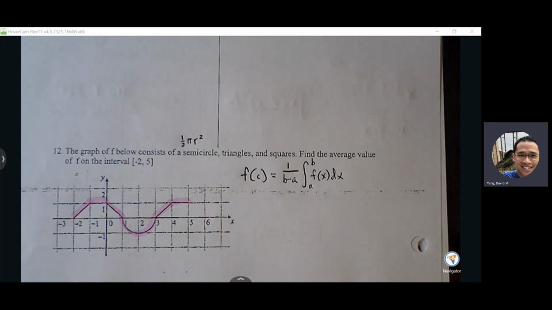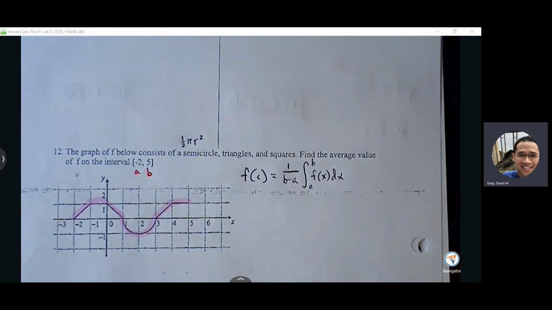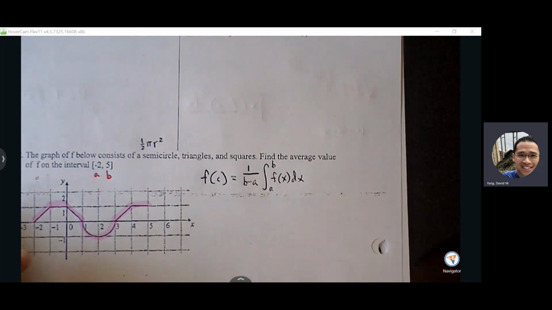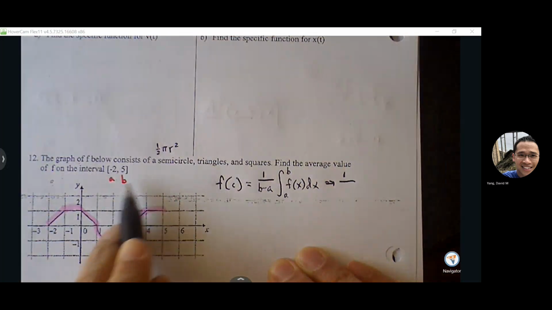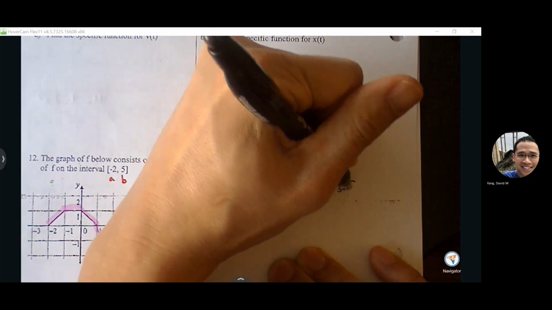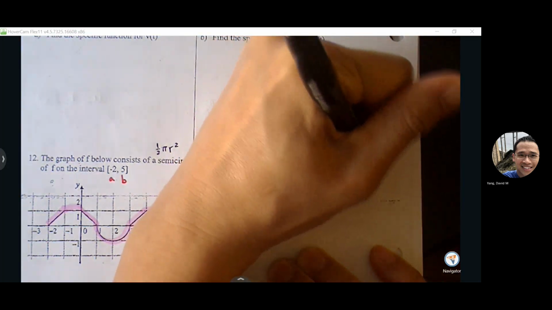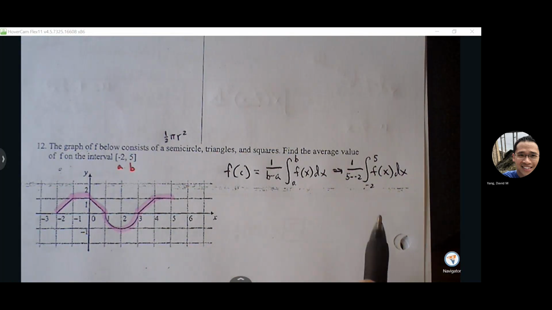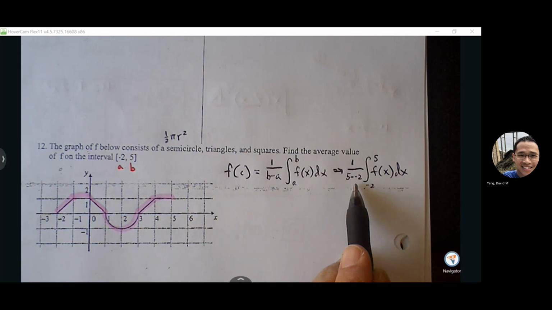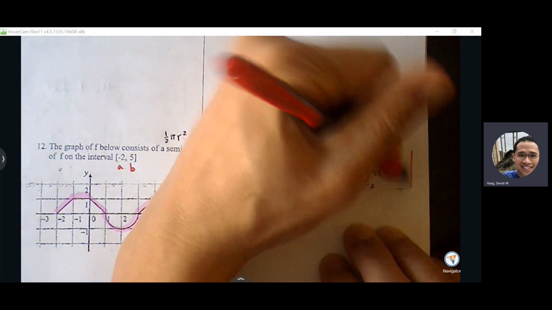Okay. All right, so what are our a and b values? That's a left and right bound. So I'll go ahead and update my formula with the a and b values. 5 minus -2. Five minus -2 becomes what? 7. So 1/7.